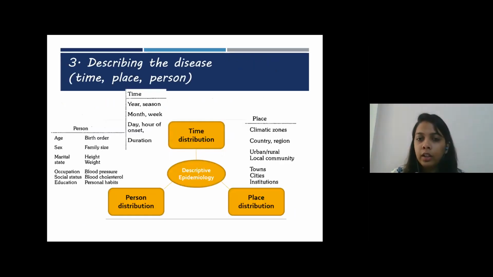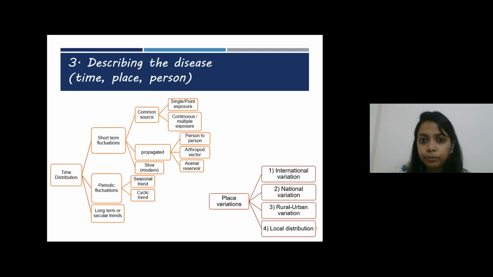This you do in terms of time, place, and person. Time can be a year, month, day, week, however. Place can be different climatic zones. You can start from continents, countries, regions, different states, urban and rural communities, and all of that. And person can be people belonging to different age groups, genders, different marital status, and so on.